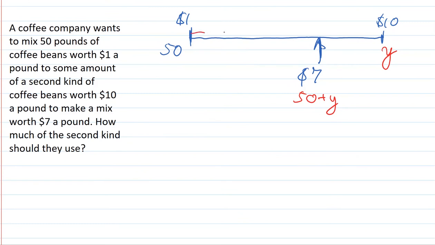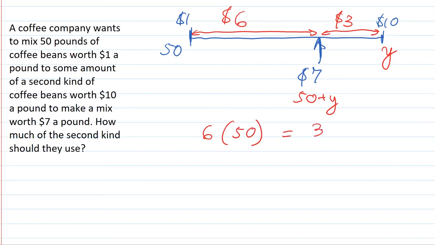Let's consider this difference here and this difference there. This difference here is $6 and this difference here is $3. So the balancing is that the 6 of the 50 must balance with 3 of the Y. Wait, we have our answer already. This says 3Y is equal to 300. So Y is equal to 100.